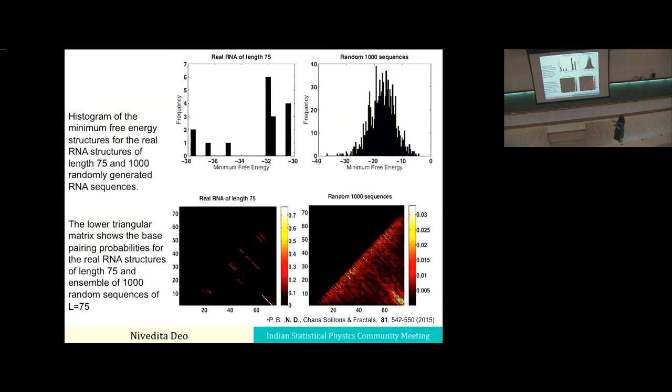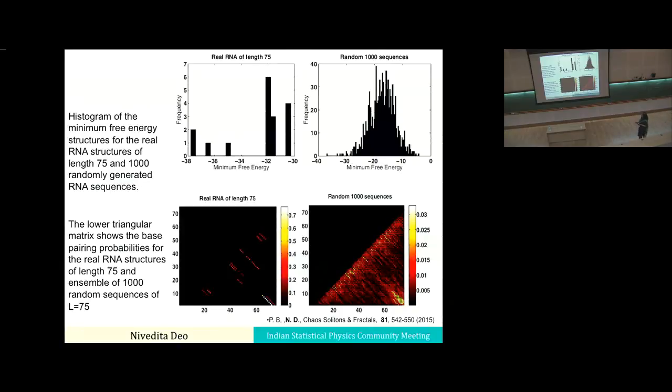So here is the same group of RNA of length 75, and this is the plot of frequency versus minimum energy, and you see that the maximum number is around minimum energy minus 3.2. But if you take randomly generated RNA sequences, 1,000 of them, this is the distribution. So you can compare these, and you see that there are gaps in what we have in our databases.